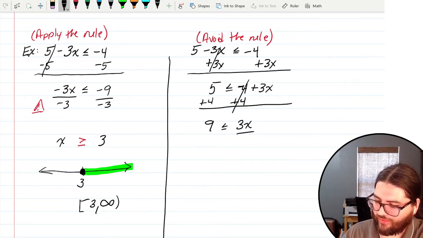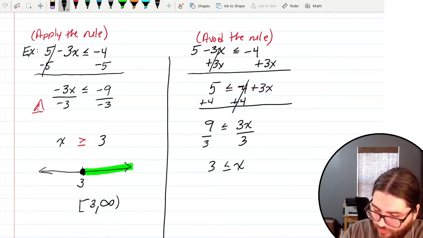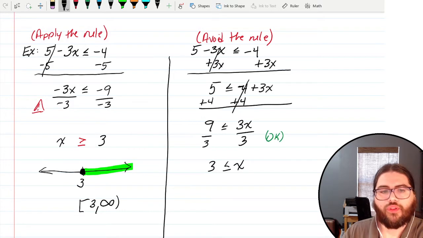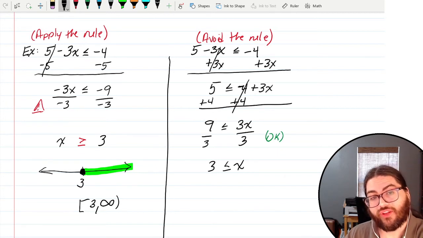And now divide by 3. And I'm dividing by a positive number here. Everything is okay. I do not have to change the inequalities. This result is the same as before, although it looks backwards because it's written backwards. This says 3 is less than or equal to x.